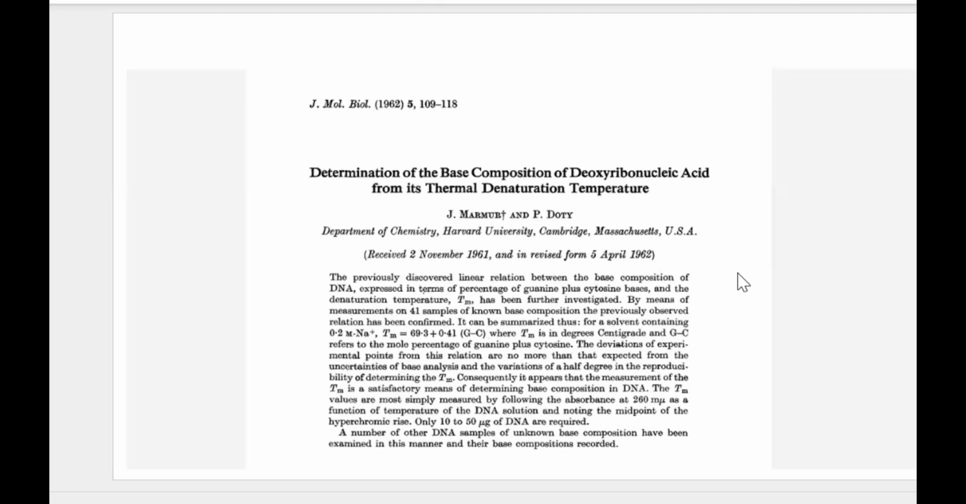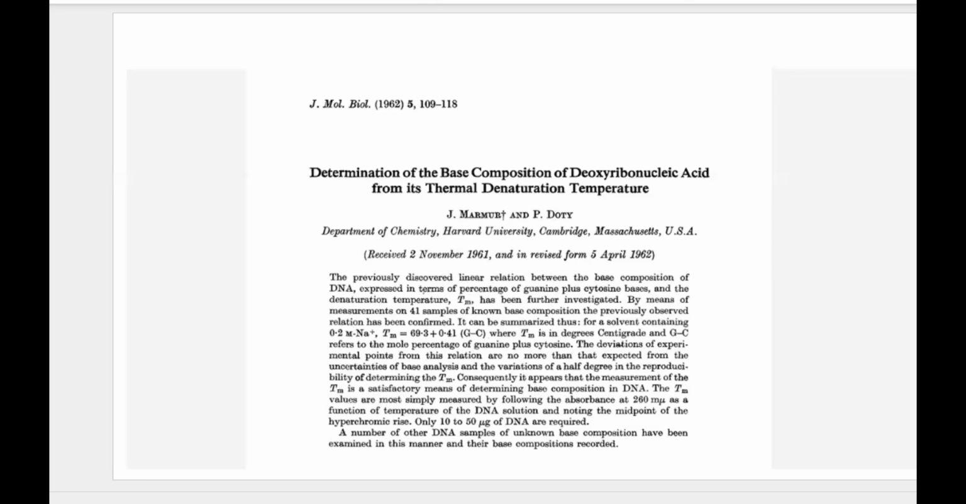The Tm values are most simply measured by following absorbance at 260 nm, that is the wavelength we are talking about, as a function of temperature of the DNA solution, and noting down the midpoint of the hypochromic rise. The quantity of DNA required is 10 to 50 micrograms. So this is a very old paper, and the standard method to find the relation between Tm and GC is given. This equation can be used when you are asked to calculate the Tm value, or to calculate GC based on the Tm value given. Tm is equal to 69.3 plus 0.41 (G plus C).